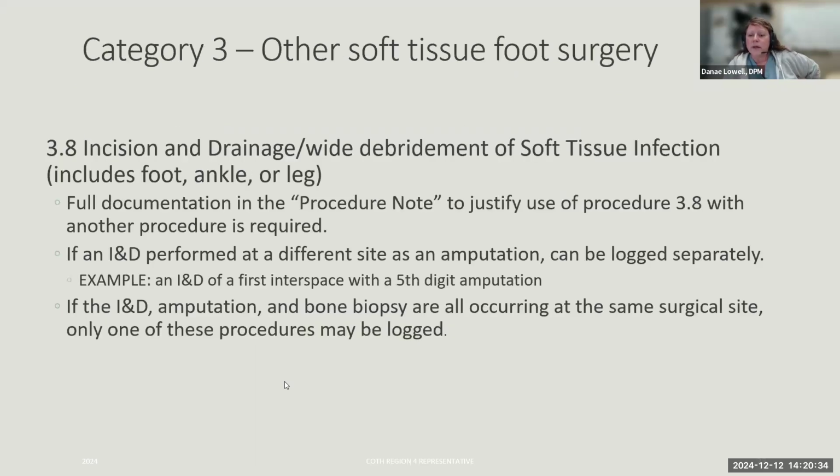Subcategory 3.8 is I&D wide debridement of soft tissue infection of the foot, ankle, or leg. Generally, this category would only be used by itself. If more than one procedure is selected, it will show up in the CLAD report, so having additional documentation in the procedure note is helpful. That being said, if I&Ds are being performed in distinctly separate areas, they can be logged separately. You cannot log an I&D, amputation, and bone biopsy separately if you can only log one of these procedures.